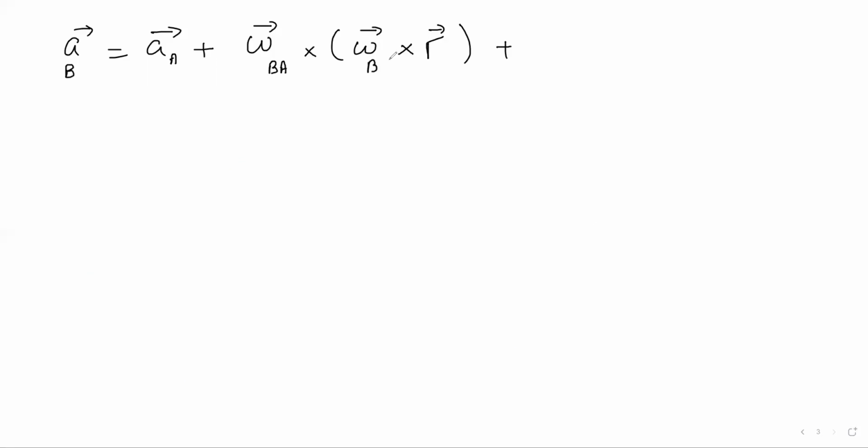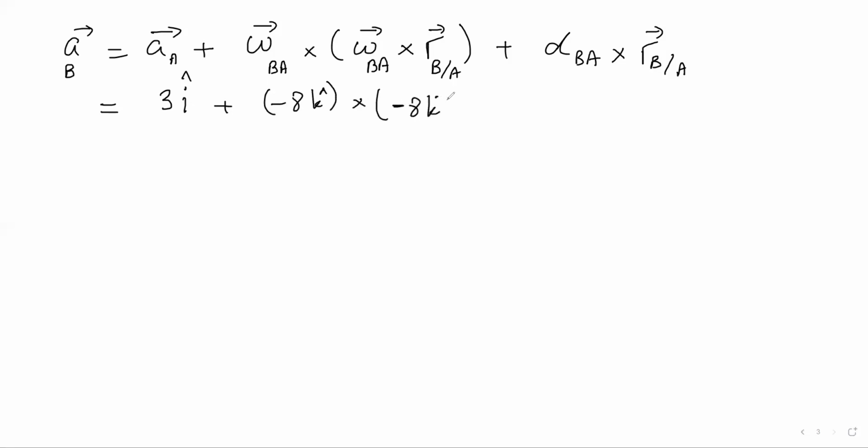So we have a_B, B with respect to A, and then we have alpha, r_B with respect to A. Boom. What is a_A? It is 3i. Plus omega squared term is minus 8k. Then B with respect to A is sitting at a positive 0.1 j. Plus alpha I calculated today as minus 20k.